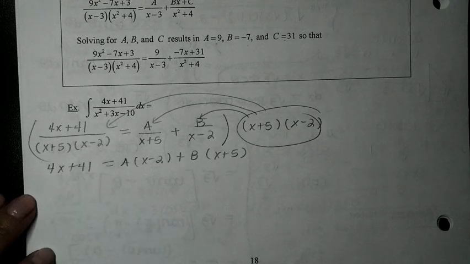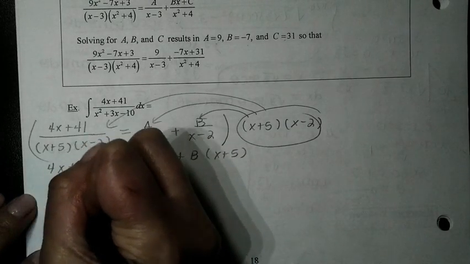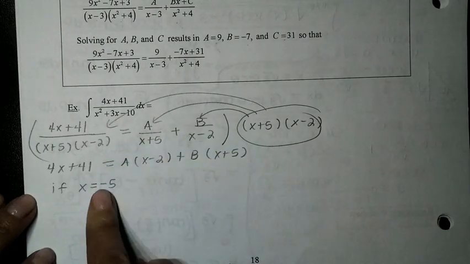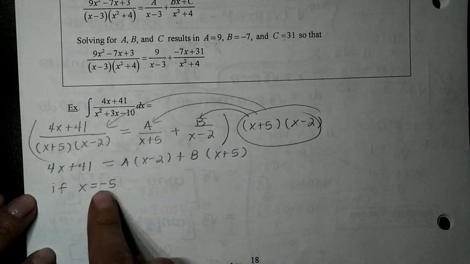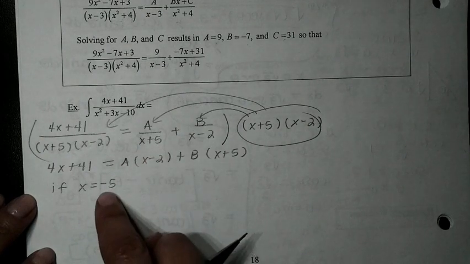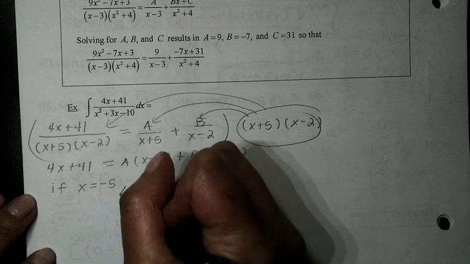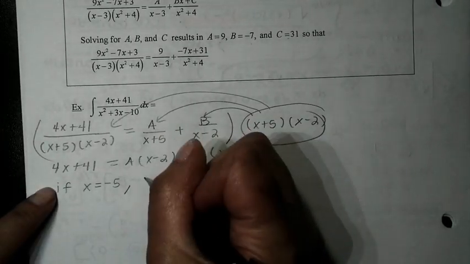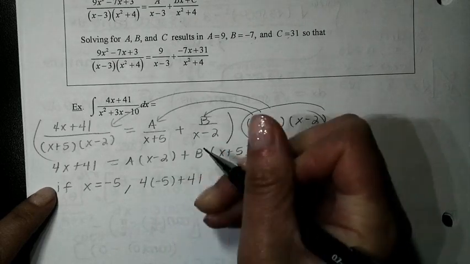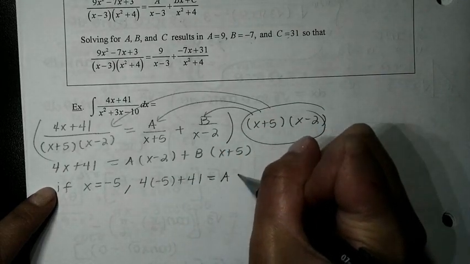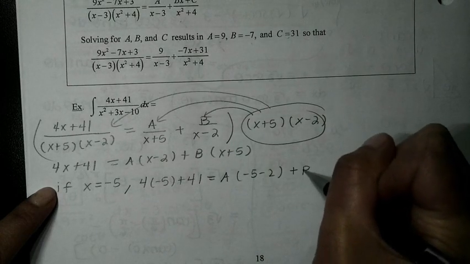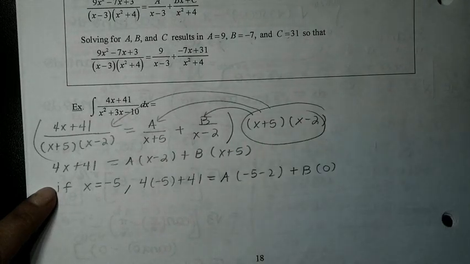So what are you going to do first? You're going to set x equal to negative 5. You're going to tell me where in the world you are getting this negative 5. I'm getting it from the first factor. What do you have if x is equal to negative 5? It's going to be 4 times negative 5 plus 41 equal to a times negative 5 minus 2 plus b times 0, because negative 5 plus 5 is 0.